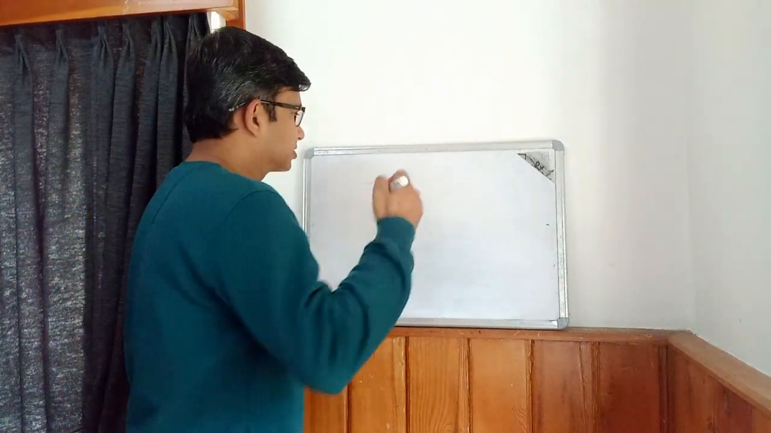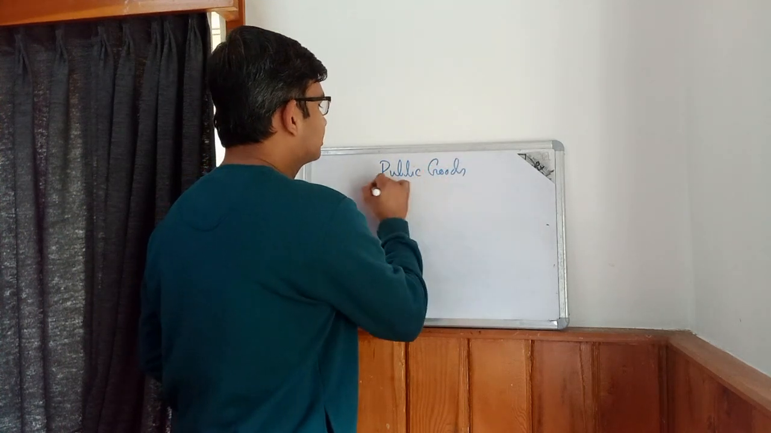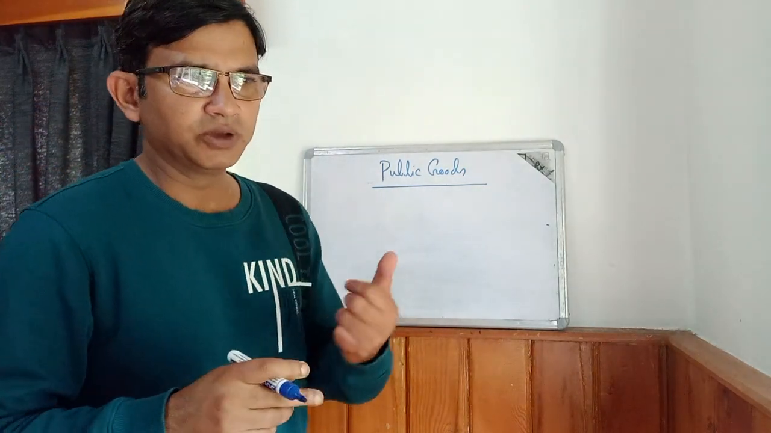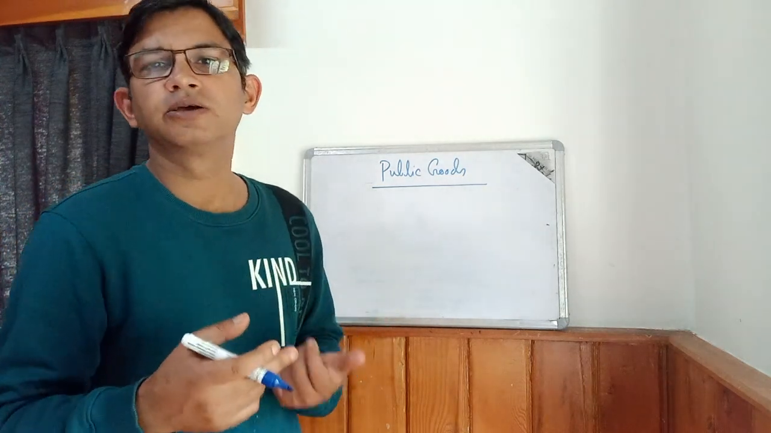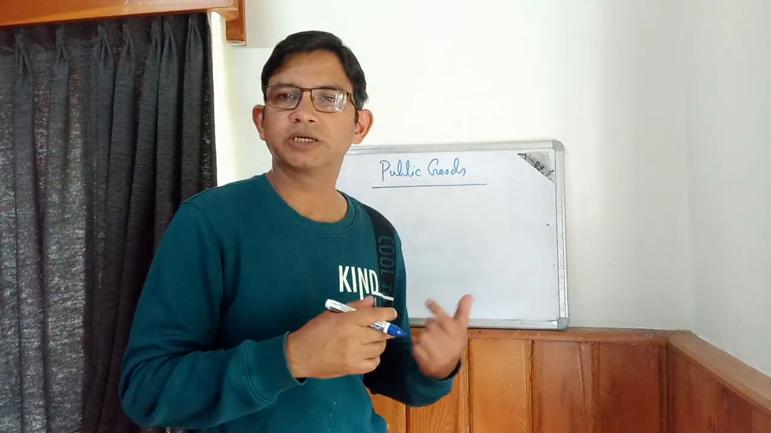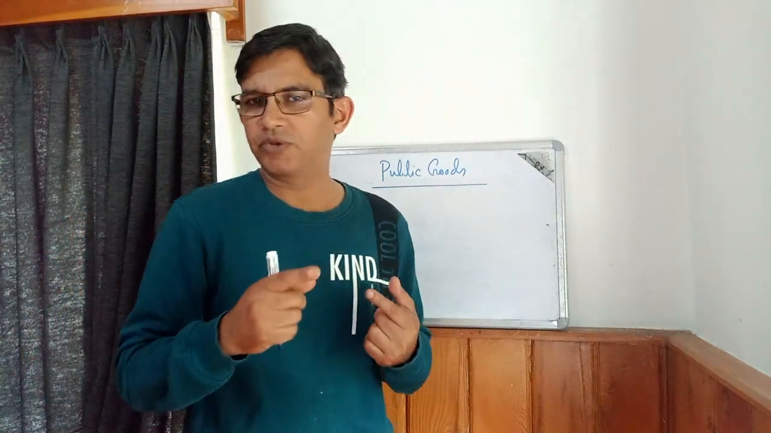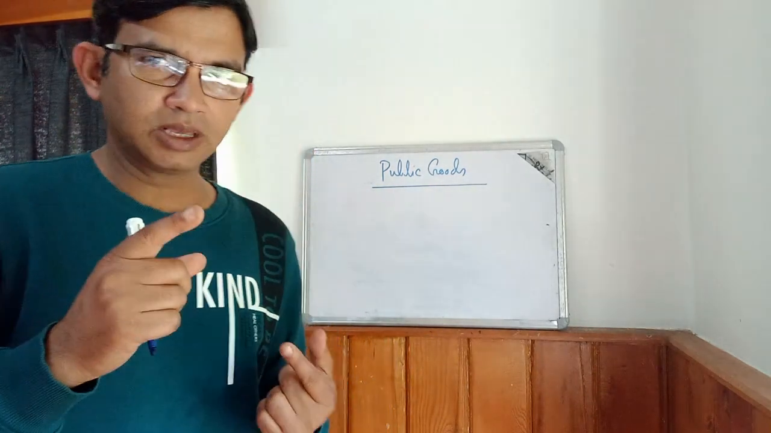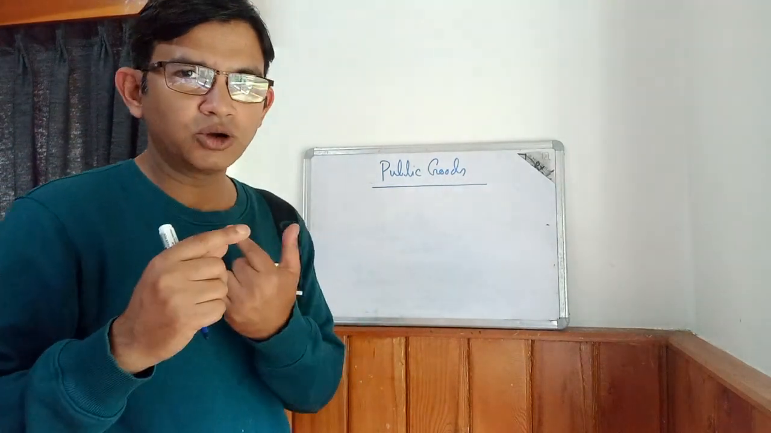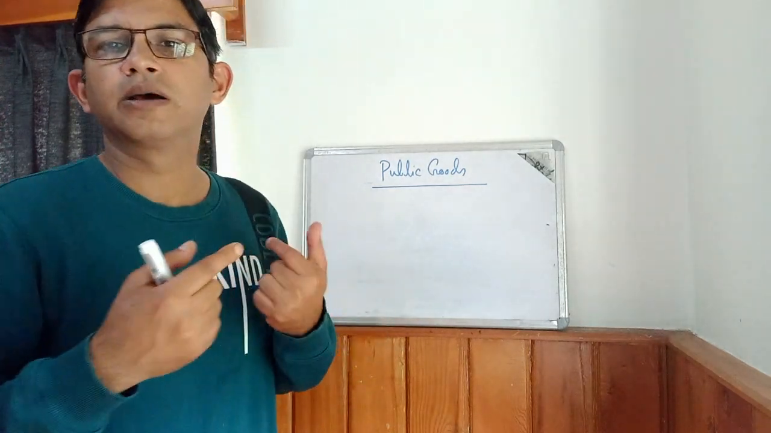Today our topic of discussion is public goods. In the first part of this discussion, I shall discuss what the features of a private good and a public good are, and how we can differentiate between a private good and a public good. In the second part, I'll show how the existence of public goods leads to market failure.